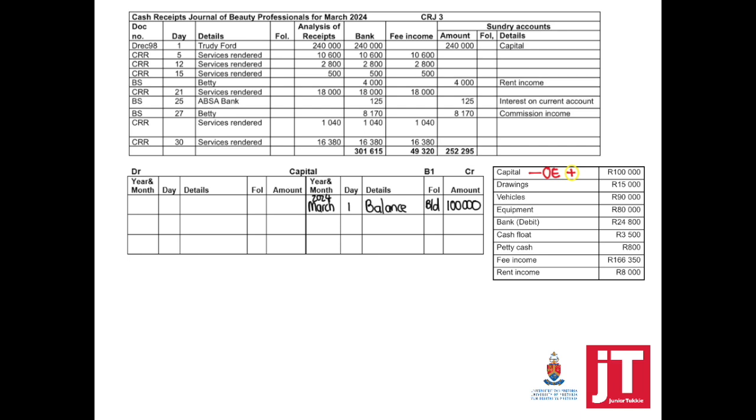Now, step number 2, posting from the journal on the day on which the transaction took place. From the cash receipts journal, bank is debited, the rest is credited. On the credit side, I'm going to have day 1, so I don't need to write the date again. Details, bank, from the cash receipts journal, 240,000. Indicate that you've taken this to account number B1.